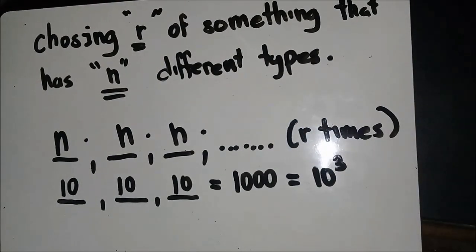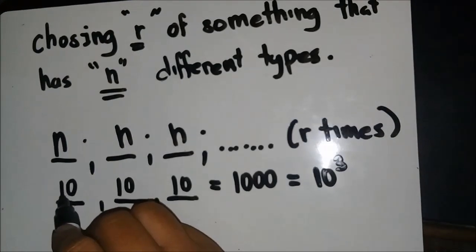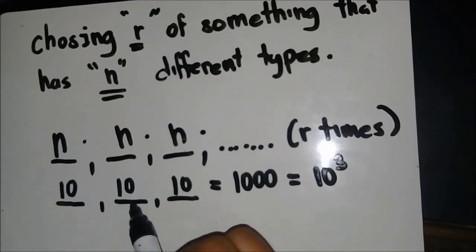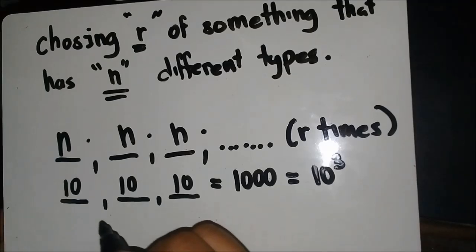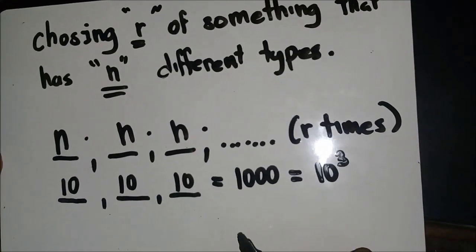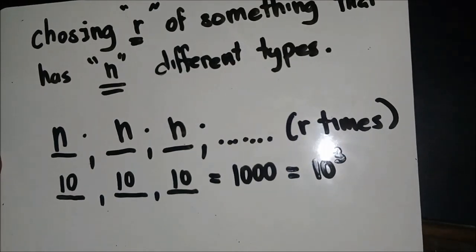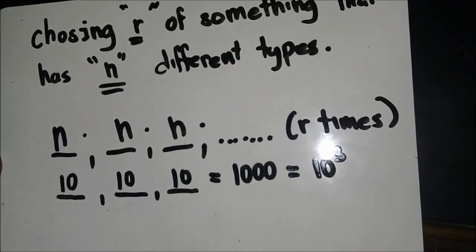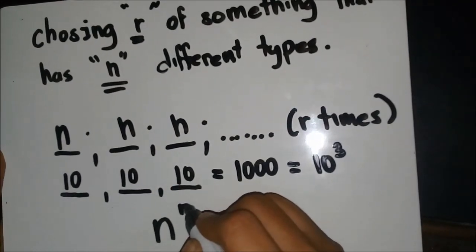Now notice here that we can derive a formula. If 10 is n and r is the number of times that you are going to choose from something, then we can say that the permutation of choosing r of something that has n different types is n raised to r.